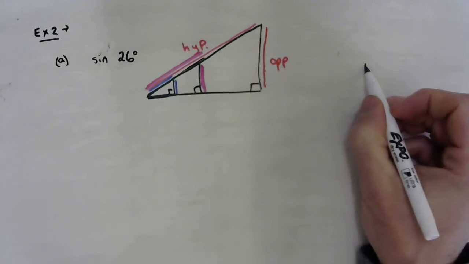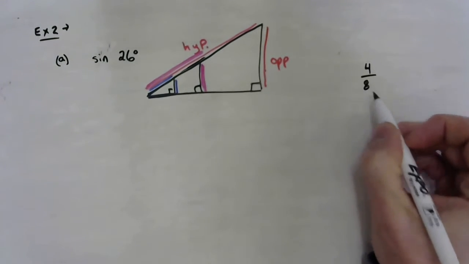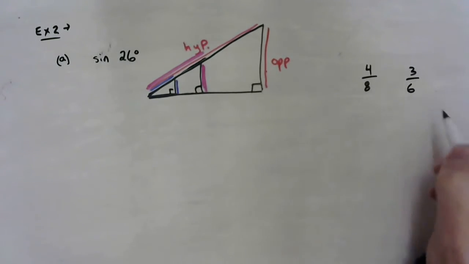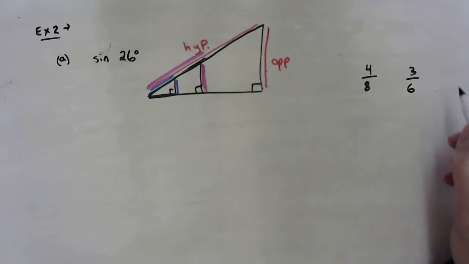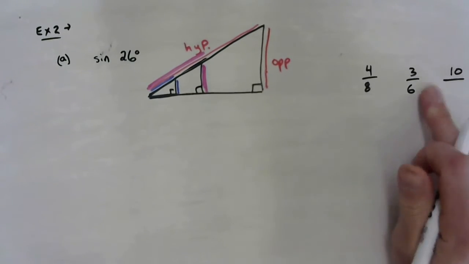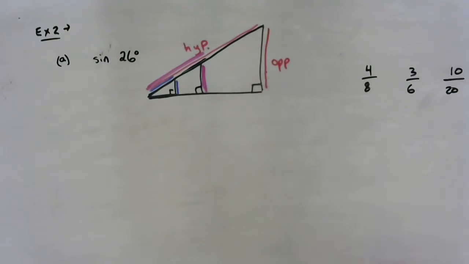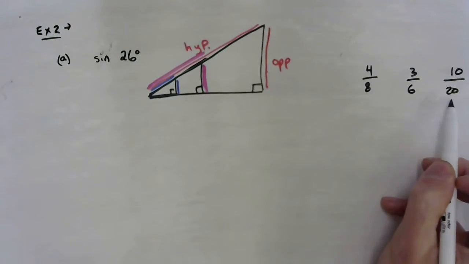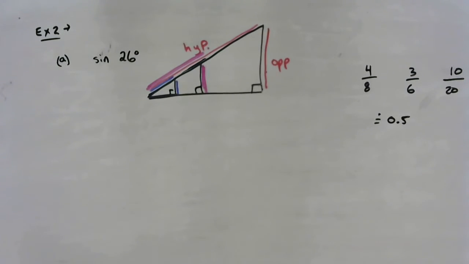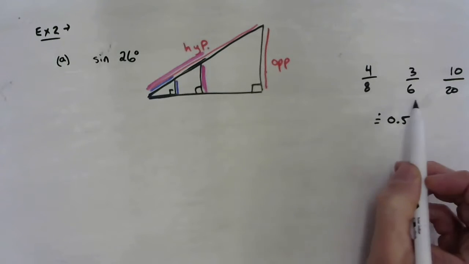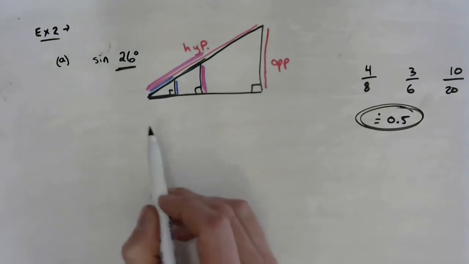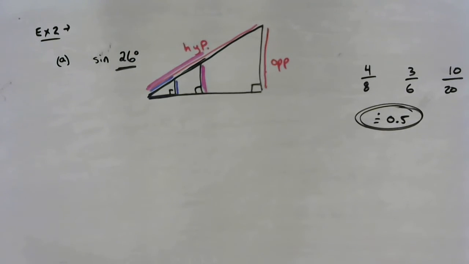It's like saying, okay, if one side is 4, the other one is 8. And if I shrink my triangle, I might have a situation where one side is 3 and the other one is 6. And if I stretch my triangle, I might have a situation where one side is 10 and the other side is 12. That's wrong, 20. Okay? But the ratio is the same in all of these. They all reduce to 0.5. No matter how big my triangle is, no matter how small my triangle is, the ratio, if the angle is constant, is going to be equal. Okay?